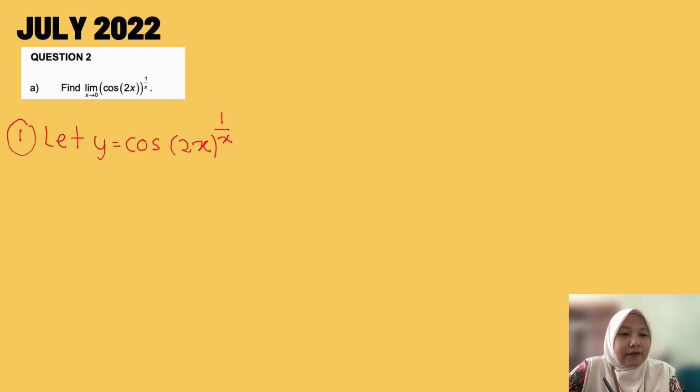Before we can apply the method, we need to let the function inside be y. So after we let y equal (cos 2x) to the power of 1 over x, we will apply natural log on both sides. So we have natural log y on the left hand side and also on the right hand side.